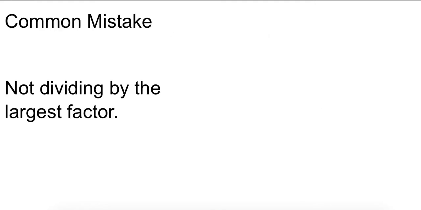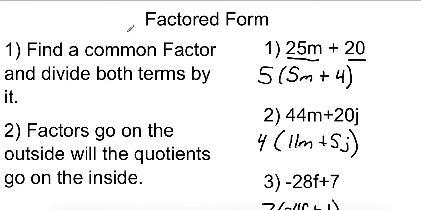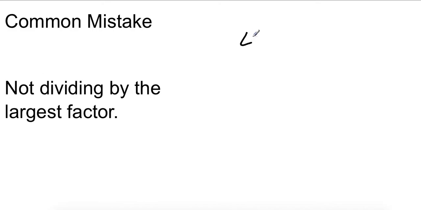Now, a common mistake some people make is not dividing by the largest factor. Now I'm going to explain what that means. So let's say, for example, that we used this example right here. We used 44m plus 20j. Now a lot of people, because they see that both of these terms are even, think they can divide them by 2, which is true, but you run into a small problem.